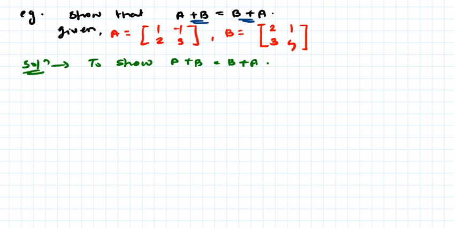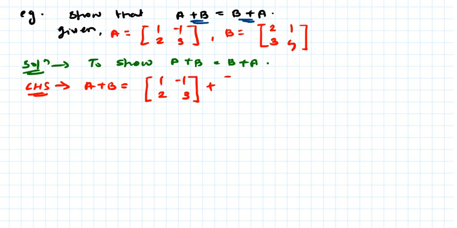Firstly I will consider the LHS. LHS of this equation is A plus B. So what is matrix A? Matrix A is 1 2 minus 1 3. Matrix B is 2 3 1 4. Now the first question should be whether we can add these two matrices or not. If you observe here, the order of this matrix is 2 by 2. Now the order of the matrix B is 2 by 2, so we can add A and B.